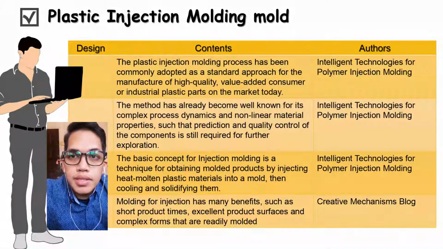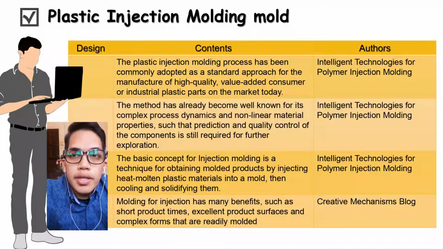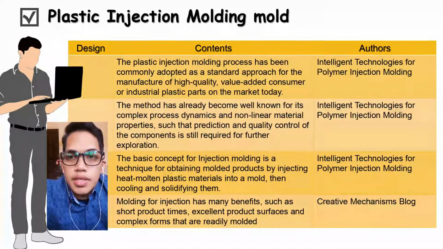The plastic injection molding process has been commonly adopted as the standard approach for the manufacture of high quality, value-added consumer or industrial plastic parts on the market today. The method has already become well known for its complex process dynamics and non-linear material properties, such that prediction and quality control of the component still require further exploration.